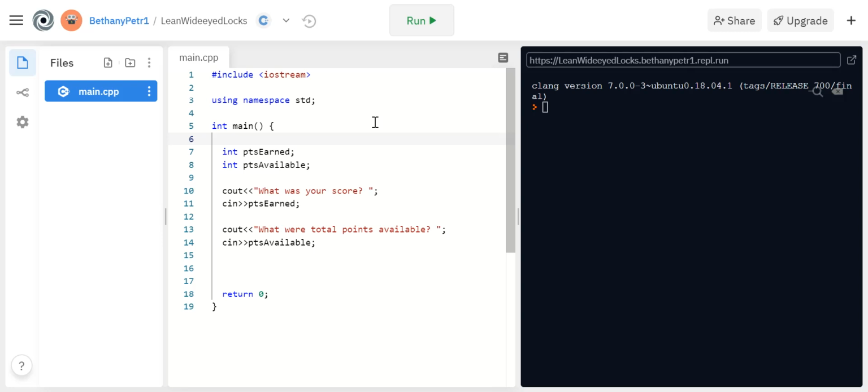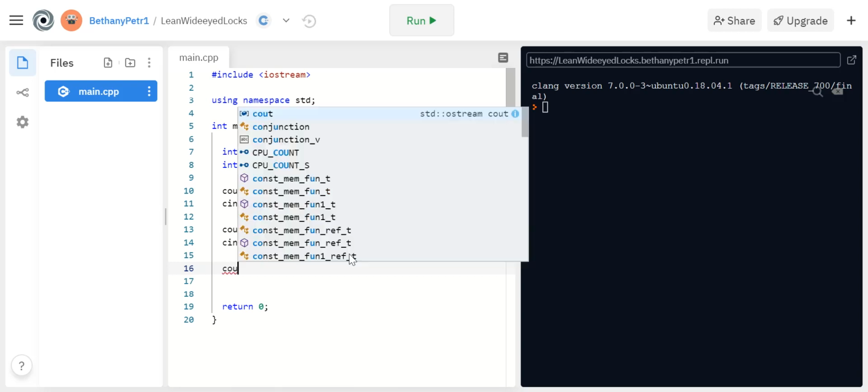Alright, so we have some integer variables here. Let's say you're going to figure out your percentage on an assignment. So you have a variable for the points you earned and a variable for the points available, and you've prompted the user for their score, and you've prompted the user for how many points were available. And you want to figure out the percentage that they earned.